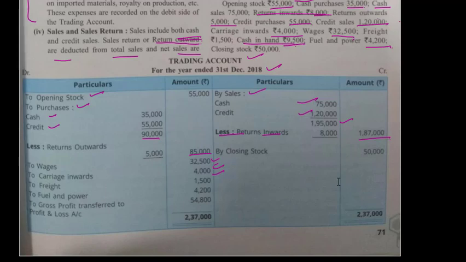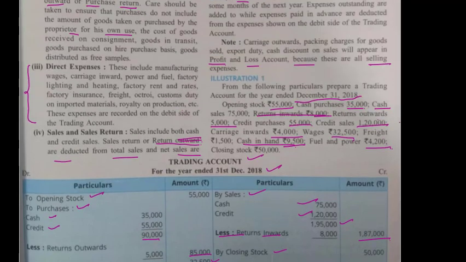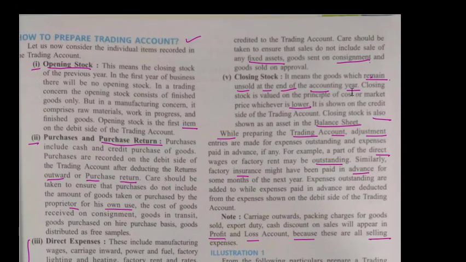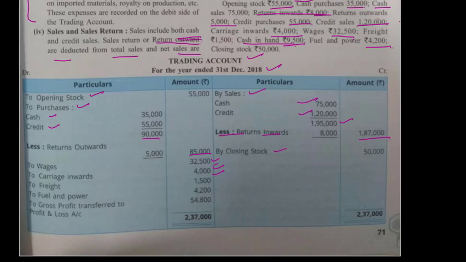And closing stock is 50,000, that closing stock we will mark on the credit side. What we have learned about closing stock is that it means the goods which remain unsold at the end of the accounting year. So closing stock is valued and should be shown on the credit side. So closing stock worth rupees 50,000 we will show here. Now 187,000 and 50,000.